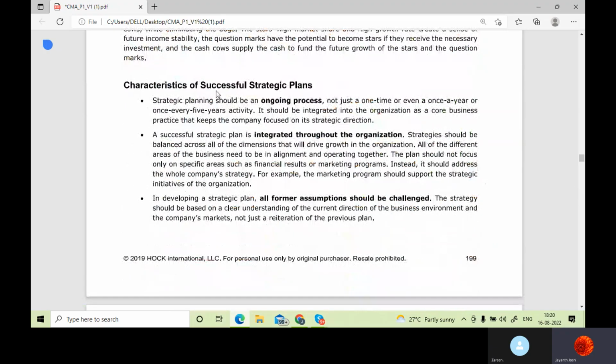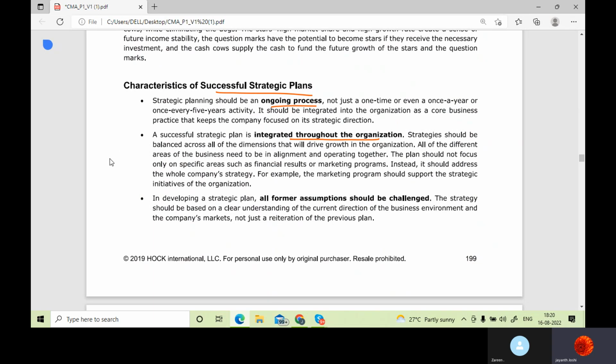So characteristics of successful strategic plans. Strategic planning should be an ongoing process. It should not be something which is not happening very often. It should happen often. And a successful strategic plan is integrated throughout the organization.